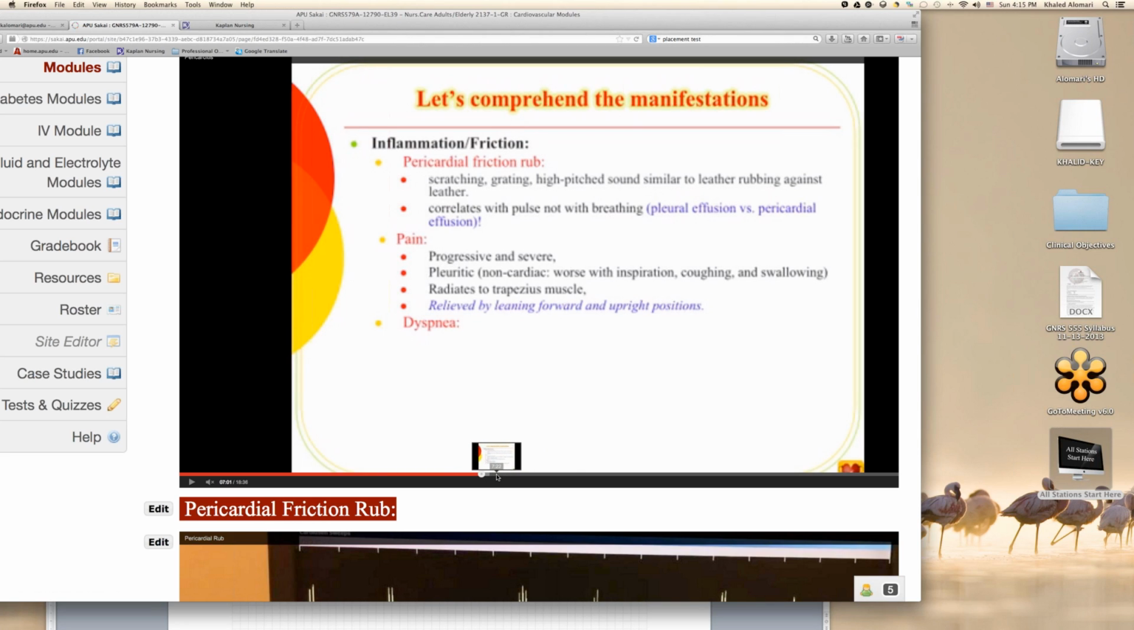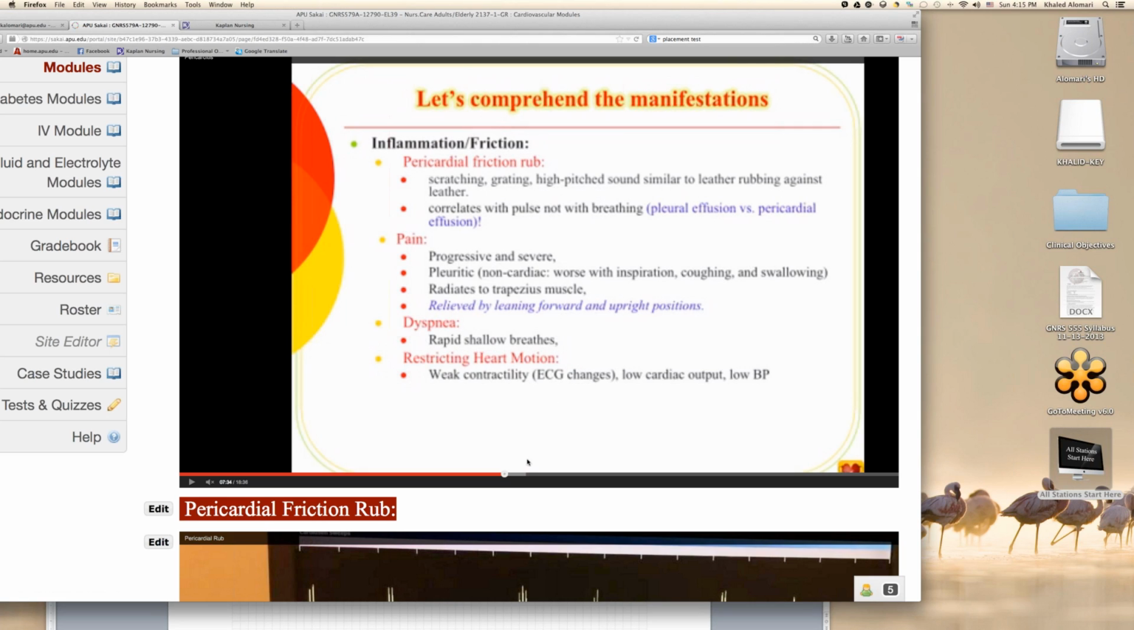Again, the dyspnea has nothing to do with the lungs, as this patient has no problem with their lungs, but every time the patient breathes, it causes pain. So the patient becomes dyspneic and tries not to breathe, or tries to take shallow breaths, because shallow breaths will not inflate or fill the lungs. So that's a strategy to decrease the restriction on the heart.